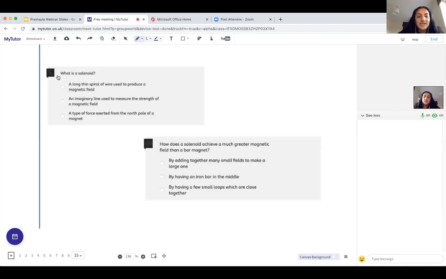Okay, so the solenoid is a long, thin spiral of wire used to produce a magnetic field. And how does a solenoid achieve a much greater magnetic field than a bar magnet? It adds lots of small fields together to make a larger one. So it takes the field of each of those little coils of wire and adds them up. The more coils of wire we have, the stronger the magnetic field. And that's how we get a really big magnetic field inside the solenoid, which makes them a lot better than bar magnets.